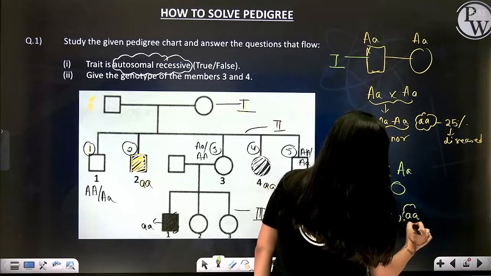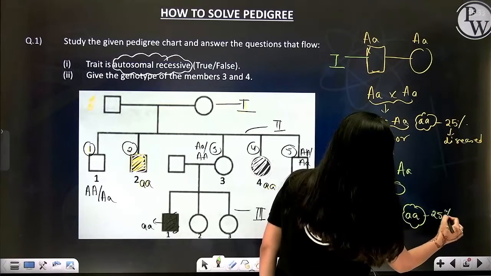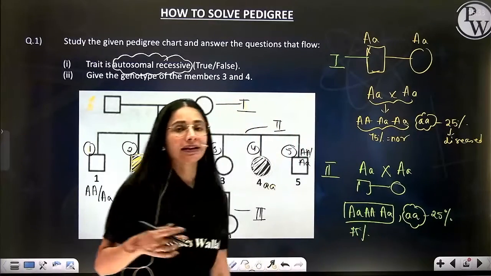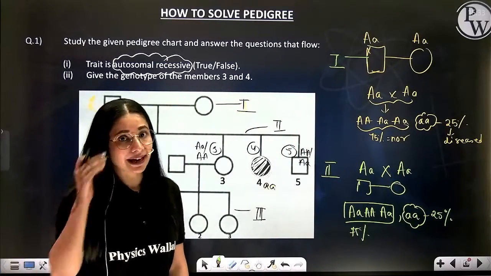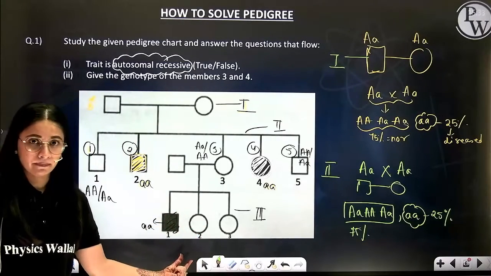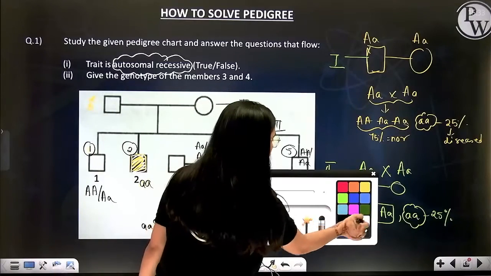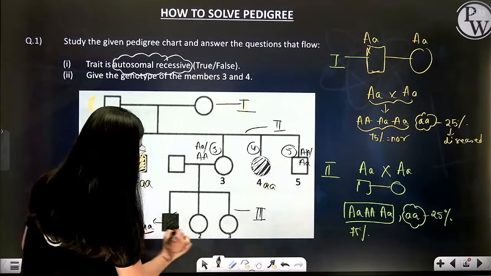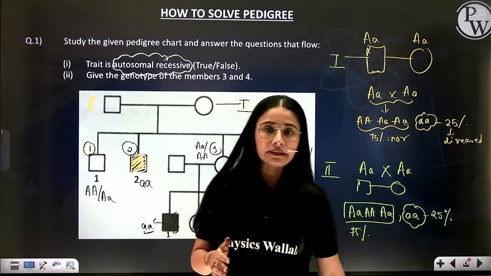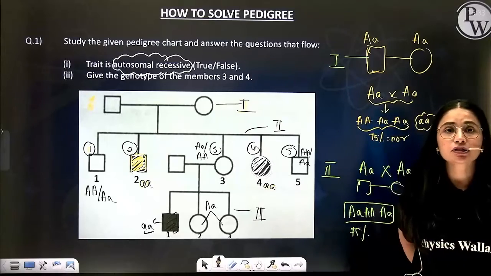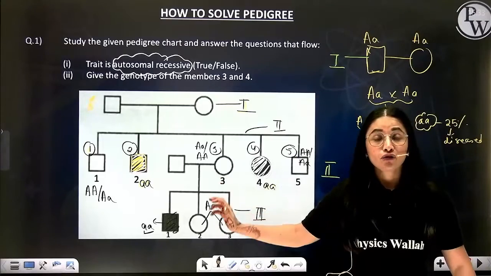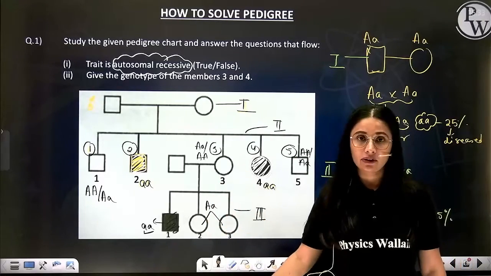That means 25% are expected to have the disease, whereas there is a 75% chance that in each mating a normal offspring can be produced. So these two people mated 3 times and produced 3 offsprings, out of which only 1 has the disease, and the remaining 2 are normal, maybe homozygous dominant or heterozygous. Like this you can see we have solved this chart for autosomal recessive.